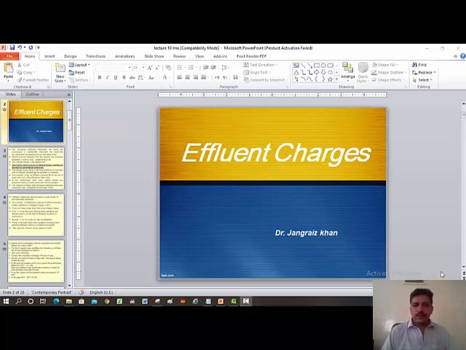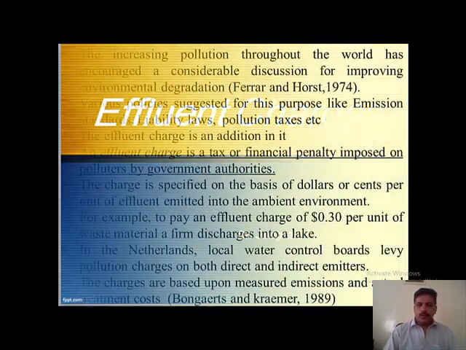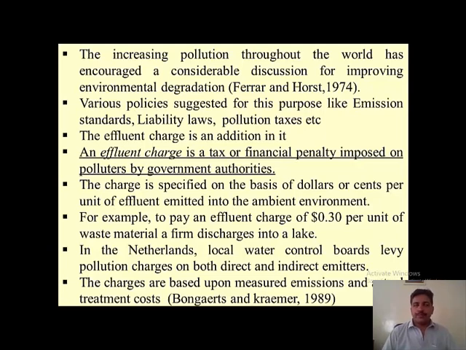Today we will discuss effluent charges, which is one of the important ways to control environmental pollution. We know that pollution around the world is increasing day by day due to increasing human activities. We discussed in the last lectures so many times that economic activities sometimes lead to negative externalities, and pollution is one such negative externality. As a result of economic activities, we have environmental pollution in the form of land pollution, noise pollution, air pollution, water pollution, different types of pollution.